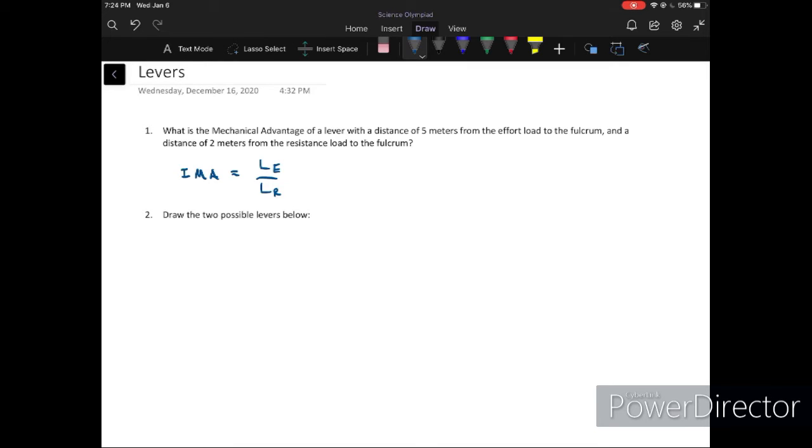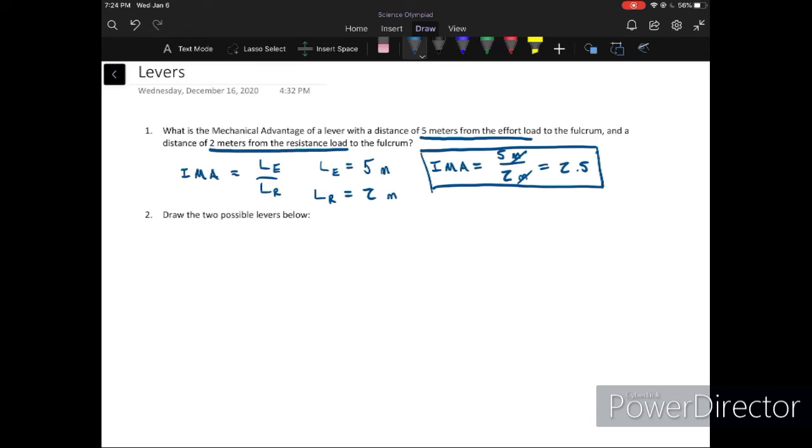Well, we know from our problem 5 meters from the effort load to the fulcrum and 2 meters from the resistance load to the fulcrum. So we know that our L sub E is equal to 5 meters. We also know that our L sub R is equal to 2 meters. So then, to calculate our ideal mechanical advantage, we will have 5 meters over 2 meters. The meters cancel out, leaving us with a mechanical advantage of 2.5.